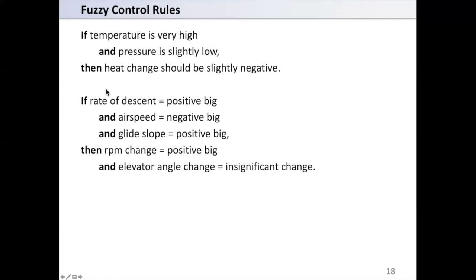Or it may be in the form, if rate of descent is positive big and airspeed is negative big and glide slope is positive big, then revolution per minute change is positive big and elevator angle change is insignificant change.